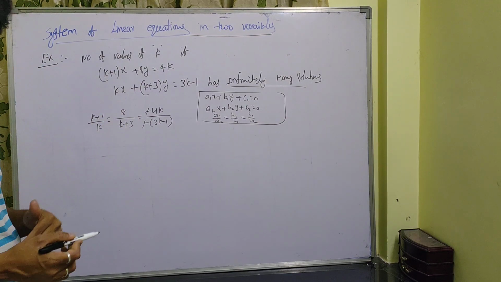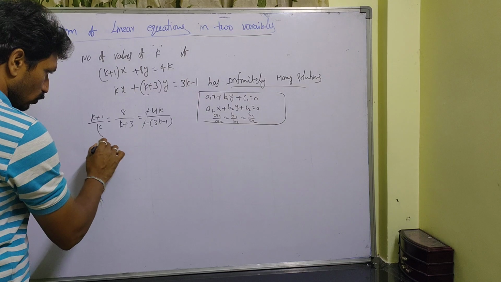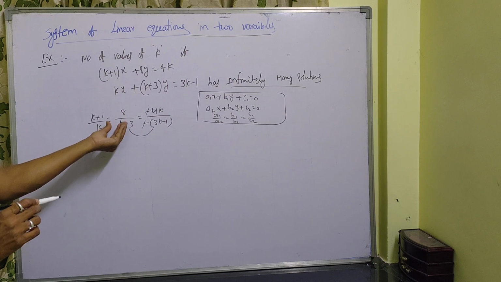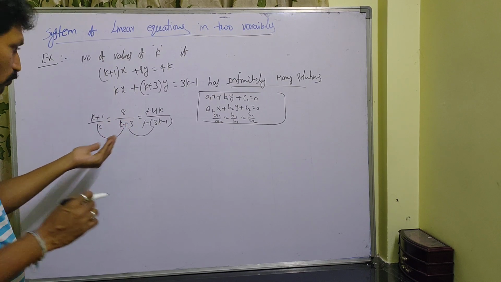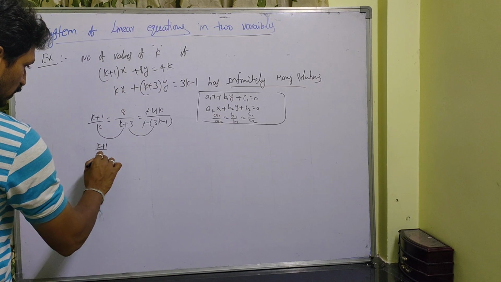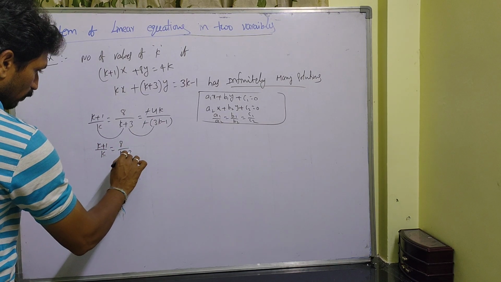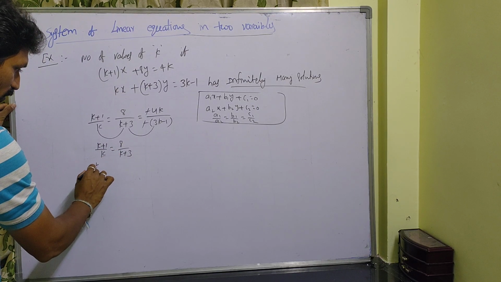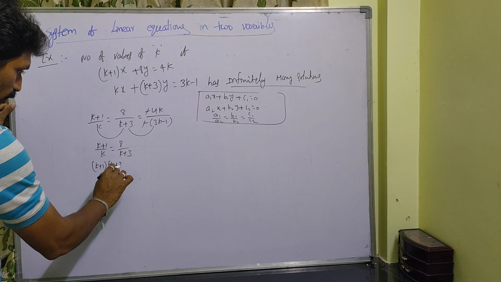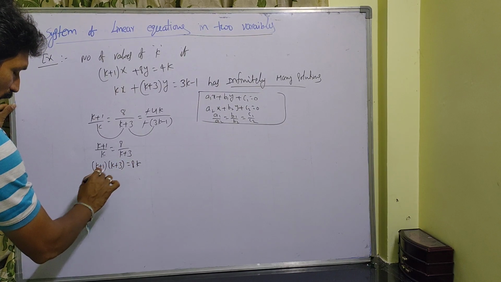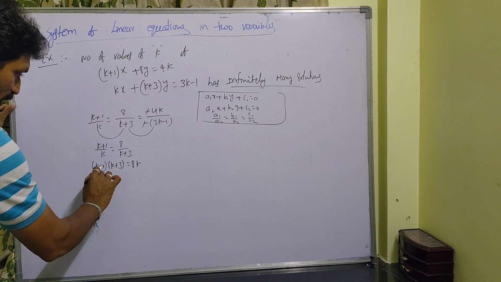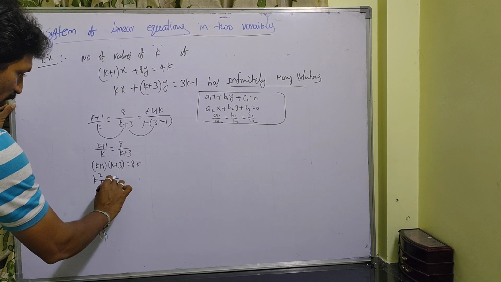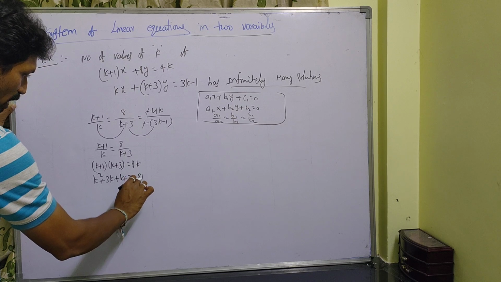So now you need to find out the value of k. To find this, equate like this. From these two, if you equate these two quotients, (k plus 1) by k is equal to 8 by (k plus 3). Okay, so cross multiplication: (k plus 1) into (k plus 3) is equal to 8k. So k into k is k square, plus k into 3, 3k, plus k, plus 3 is equal to 8k.